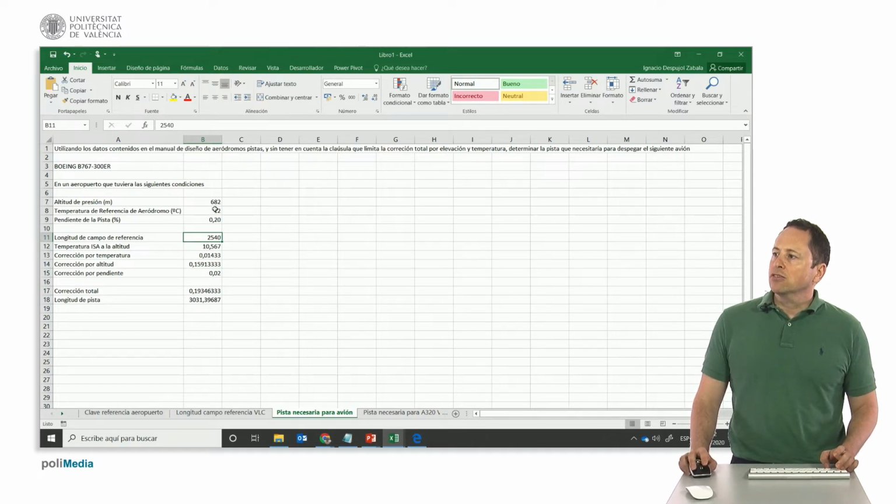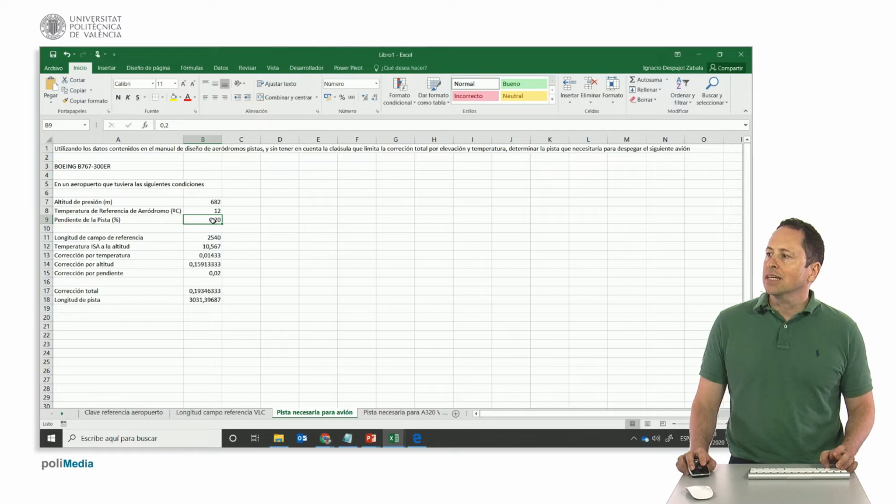We have a pressure altitude of 682 meters, an aerodrome reference temperature of 12 degrees and a runway slope of 0.20. In this case, it is expressed as a percentage. Please note that we don't have the percent sign here, with which we assume that it is a percentage, and it is not expressed as a fraction of 1. If here it said 0.20 times 100, although we would see 0.20, this is 0.0020 in reality.